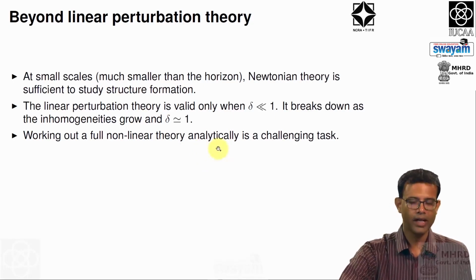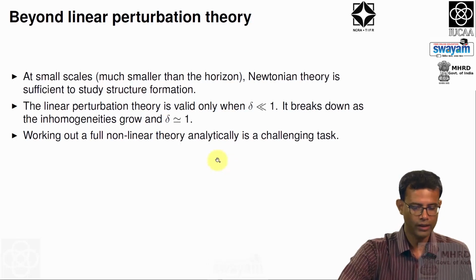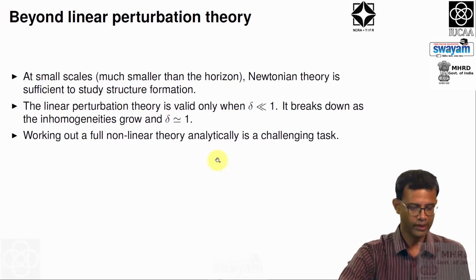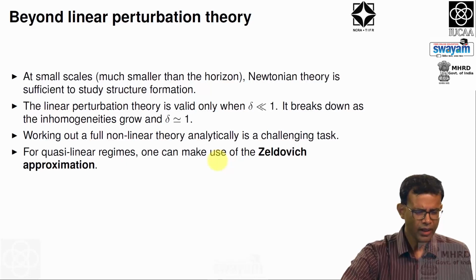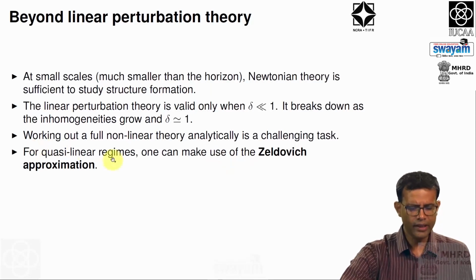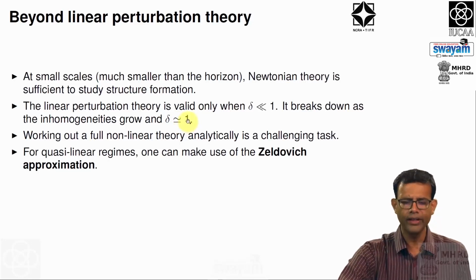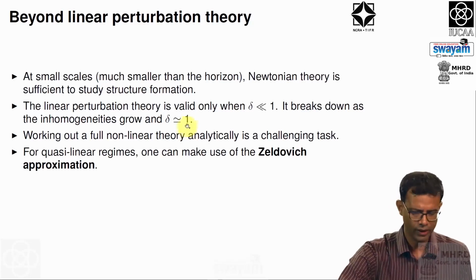So, you simply cannot write equations and solve them if you want to work out the full nonlinear theory in the most general case. If you are happy with quasi-linear regimes, quasi-linear means delta is of the order of or slightly greater than 1, but not really too much larger than 1, maybe 2, 3, 4 of that order.